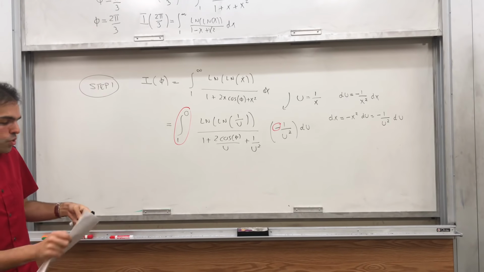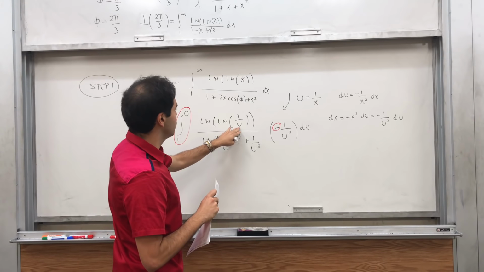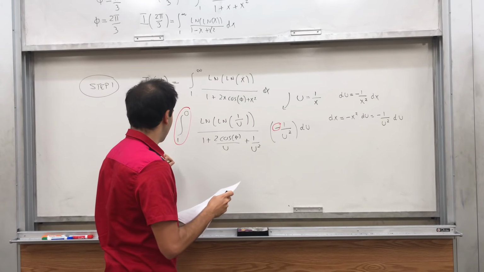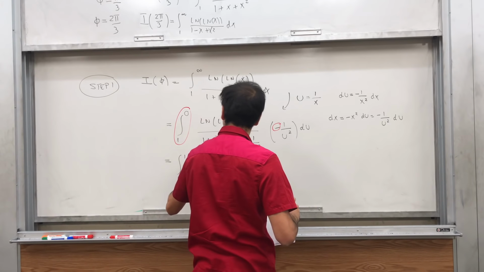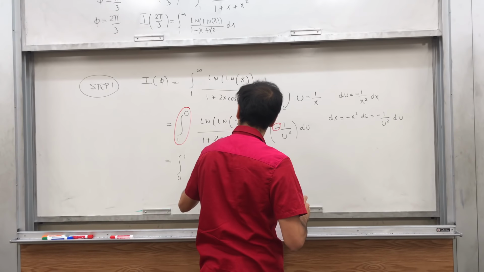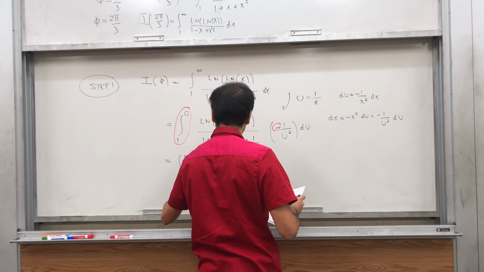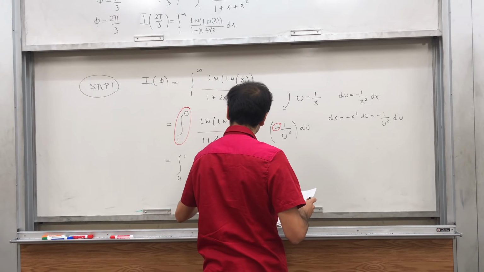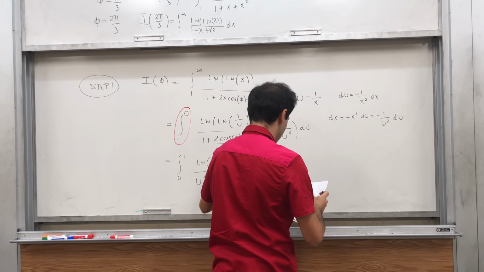U squared times this is 2u cosine of phi, and then u squared times 1 is u squared. So in the end, you do get the same integral, except the only changes are this 1 over u and the bounds. So this becomes the integral from 0 to 1 of ln of 1 over u, over, if you want, u squared plus 2 cosine of phi u plus 1 du.